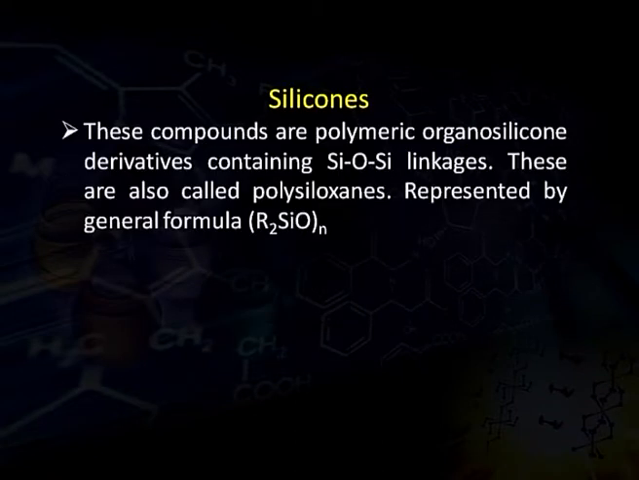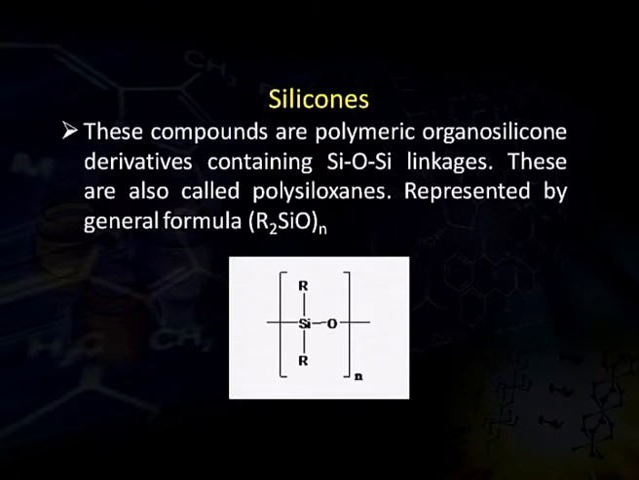Silicones are the compounds that are polymeric organosilicon derivatives containing silicon-oxygen-silicon linkage. These are also called polysiloxanes and are represented by the general formula R2SiO(n). n is the number of monomer units. So, this is the structure of a silicone polymer.